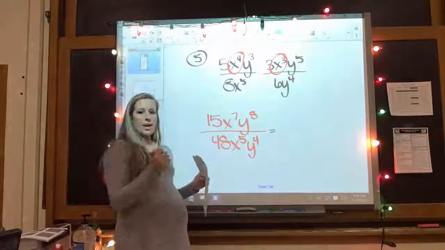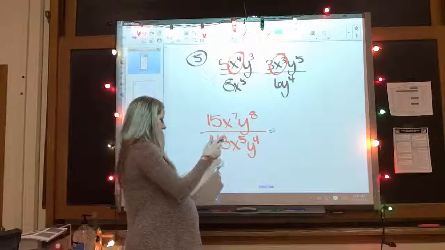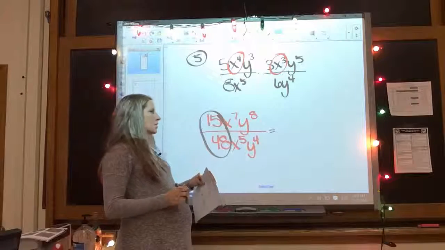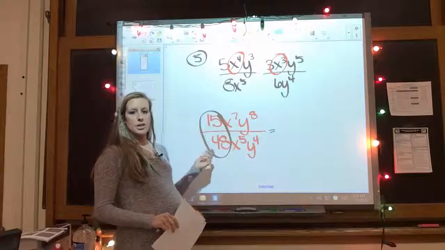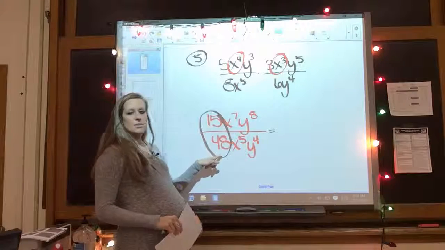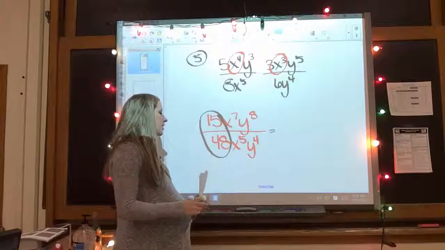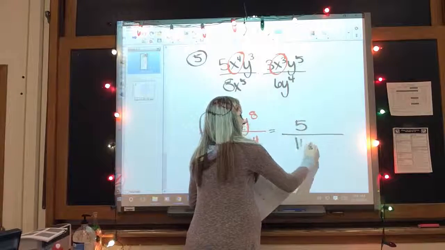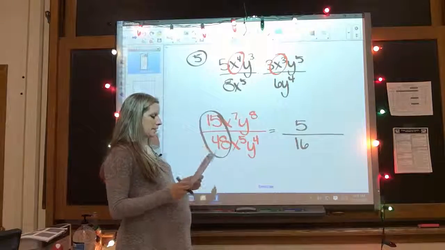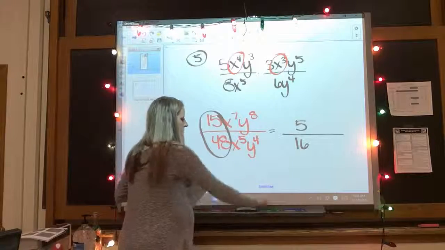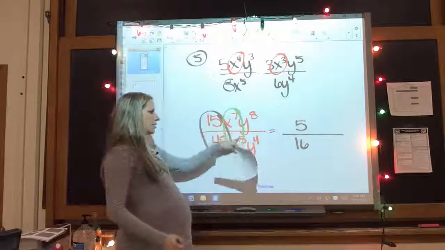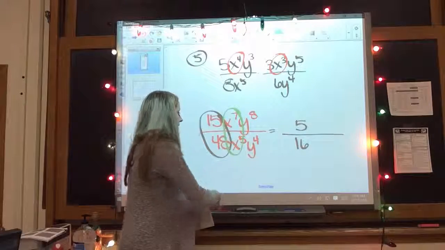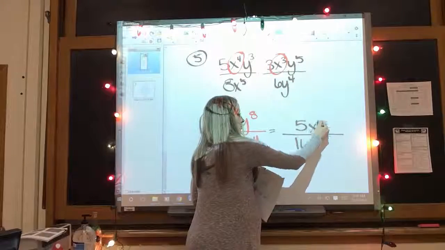All right, now we can divide. So this fraction, 15 over 48, will reduce. You can put it in your calculator if you're not sure what it reduces to. 15 divided by 48, press math and enter. You should get 5/16. Okay, and then my x's, I have x to the 7th divided by x to the 5th. I'm going to subtract those exponents, and I get 7 minus 5 is 2.